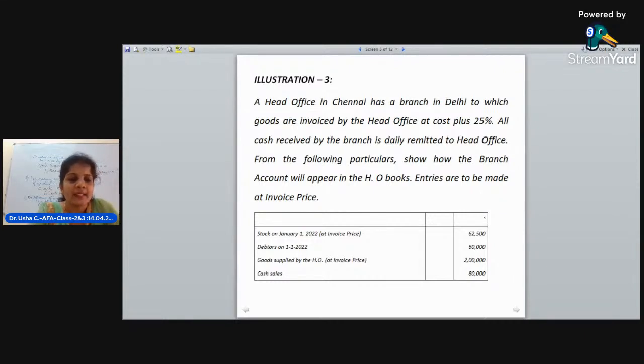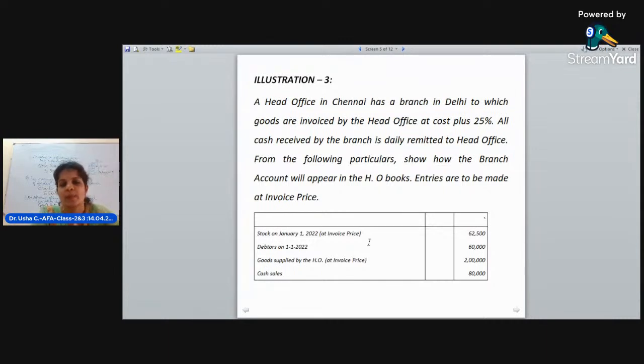Okay, so the problem I have shared in the Telegram group, I am showing the same problem here. Just open and keep the branch accounting problem with you. Look at here, I'll just analyze the problem. This is the same problem which had been given for an assignment, correct? A head office in Chennai, but there is some adjustment for this. That was given at the cost price, but this is at the invoice price.